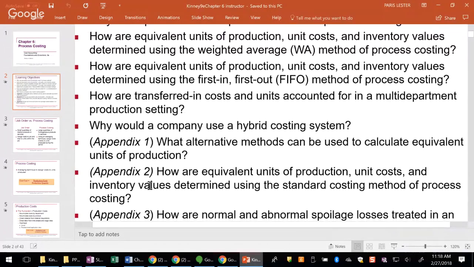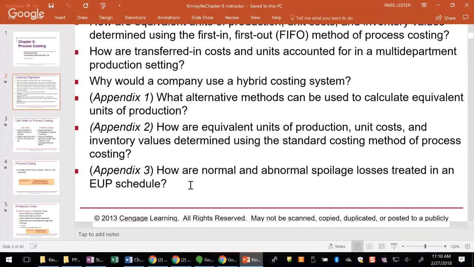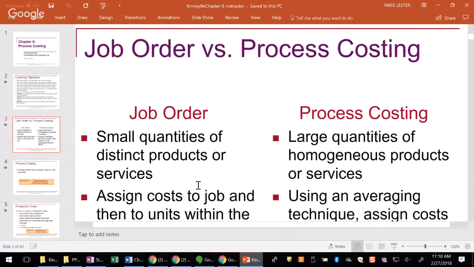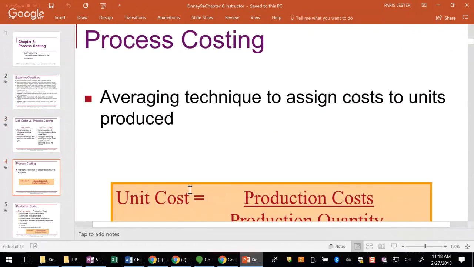We may look at Appendix 2, which is the standard costing method. We will have to look at normal and abnormal spoilage. We'll have to look at that also in the equivalent units. We had a comparison of job order and process cost accounting.